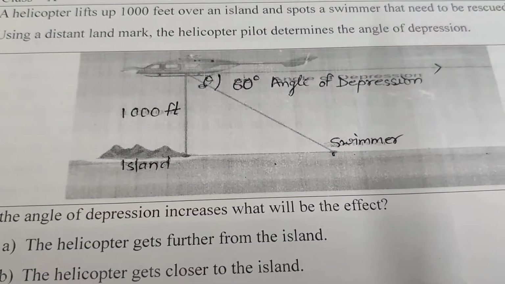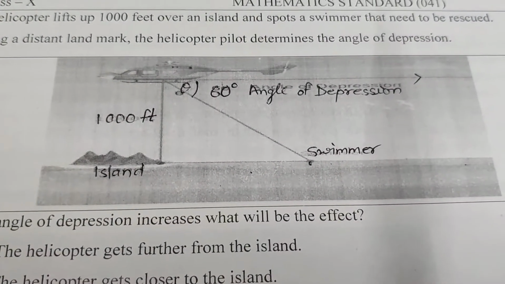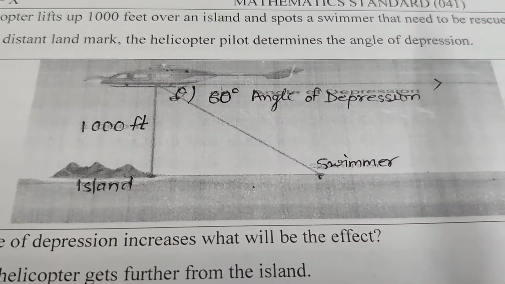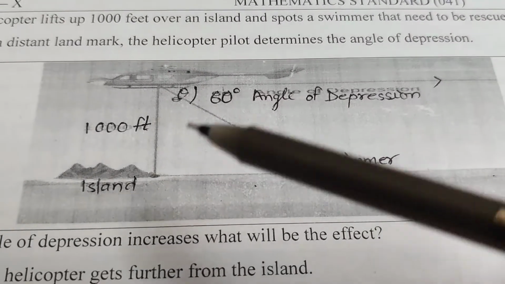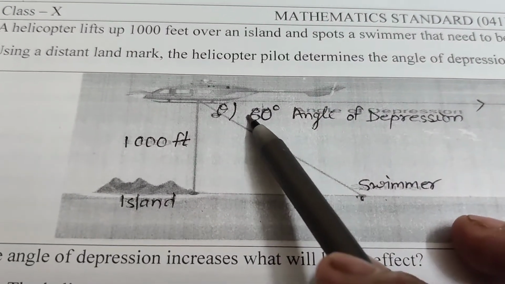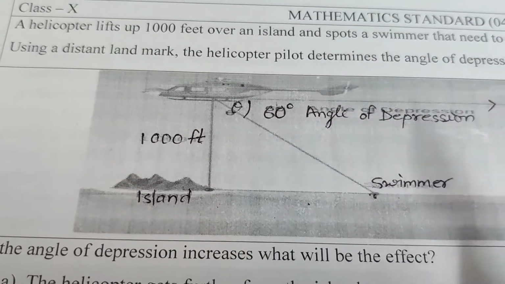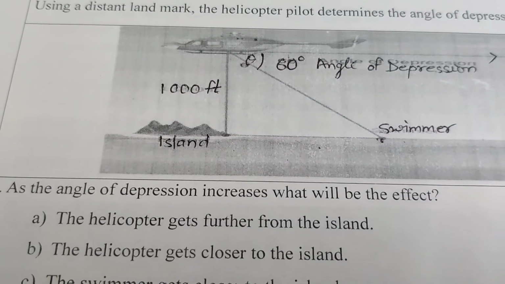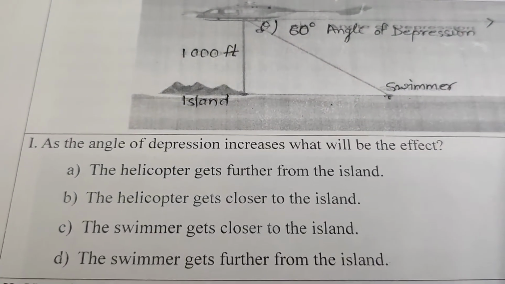Using a distant landmark, the helicopter pilot determines the angle of depression. This is the figure given. This is the island and here is the swimmer. The angle of depression is 60 degrees. Now, answer the following questions.